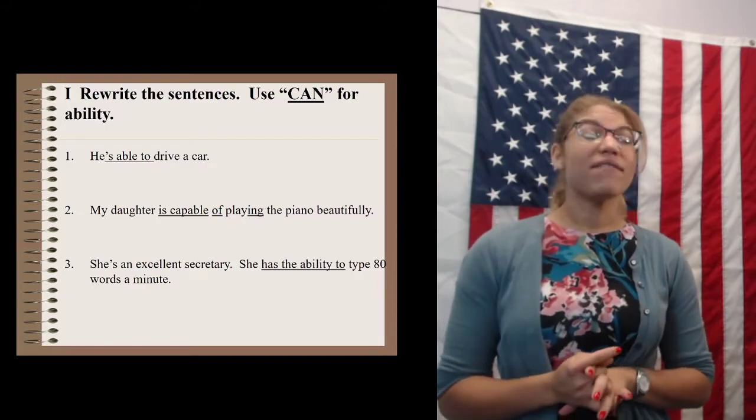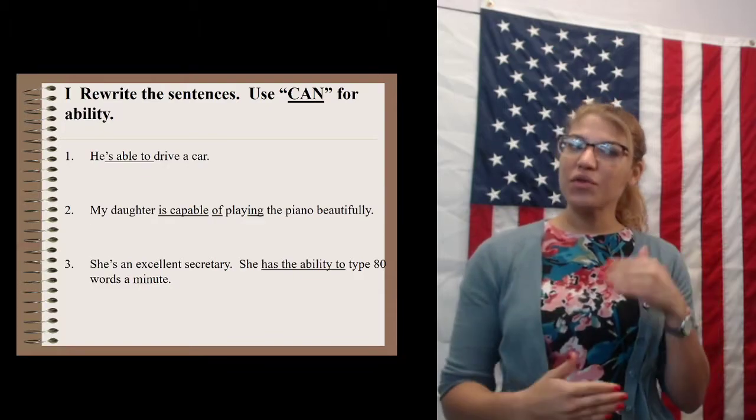Let's go to a visual that we have that reviews all of the modal and auxiliary verbs that we have before we take our test. Remember, when we want to say something in the negative, we will take our modal or auxiliary verb and we will add the word not. So for example, can, as in no ability, will be cannot.